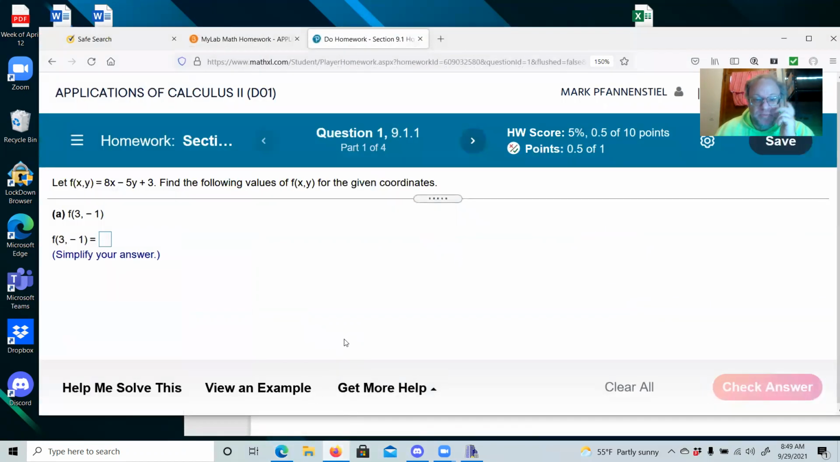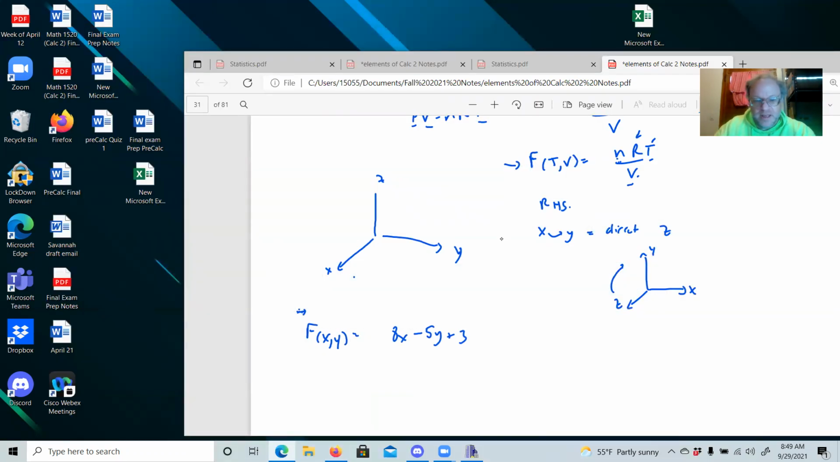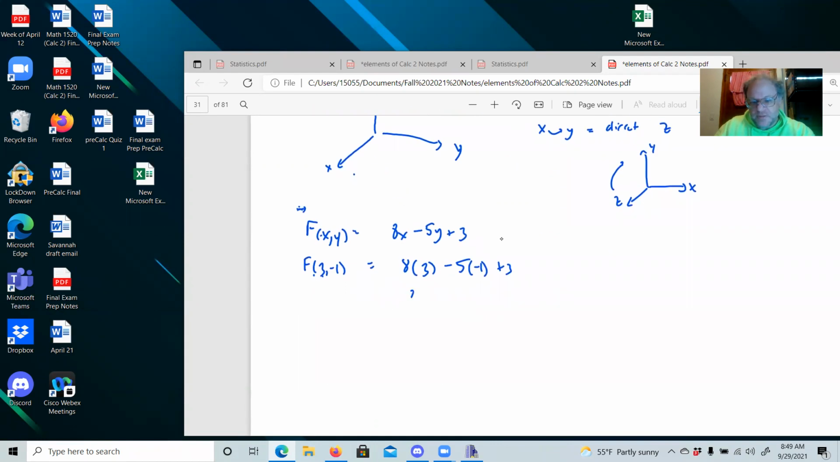So we just plug these values in. We want f of 3, -1. The 3 is the x, so we have 8 times 3 minus 5 times -1 plus 3. So that's 24 plus 5 plus 3. Go ahead and add those up. So this is 24 plus 8, which is equal to 32, and there's our answer.